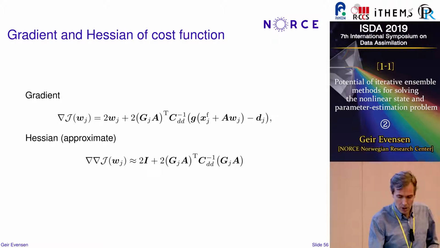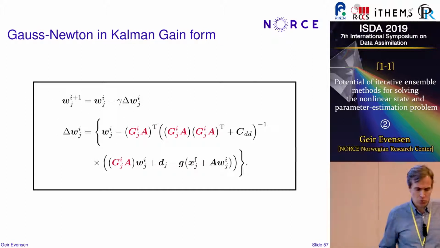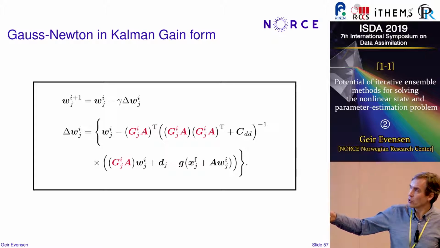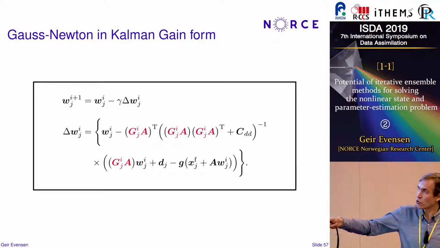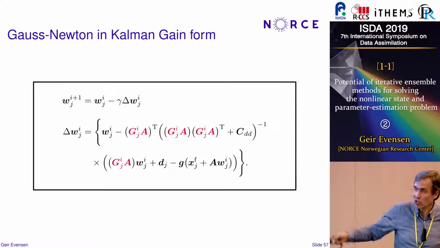I'm not going through all the derivations. It will take too much time. And you get an iteration that looks like this. The update of W is the previous estimate of W plus a coefficient times this delta W, and that delta W is just this term here. So this is the Hessian here, and you have the innovation term plus this extra matrix here.